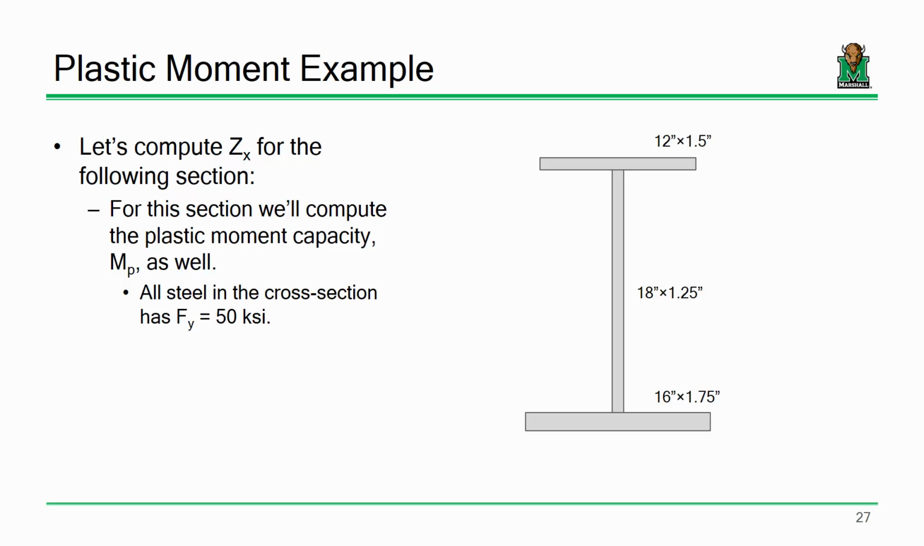Okay, sound good? Now, in order to determine Zx, we have to find the point where all the compression equals all the tension, right? Now, since everything's the same grade of steel, I propose this is going to be pretty basic. We need to find the point where all the area up above equals all the area below, okay? Now, it's not the same thing as the centroid, and we'll see that here in a second. All right.